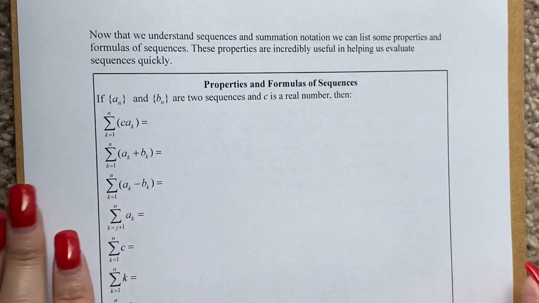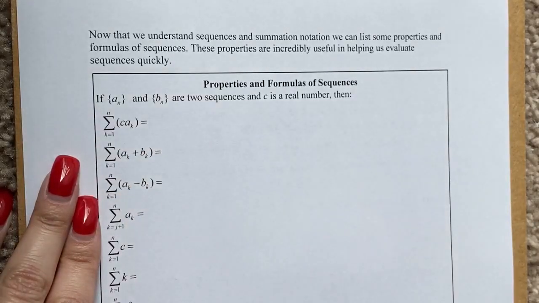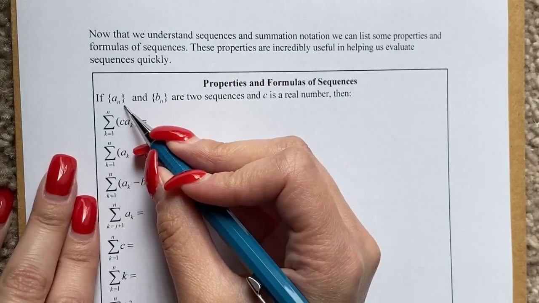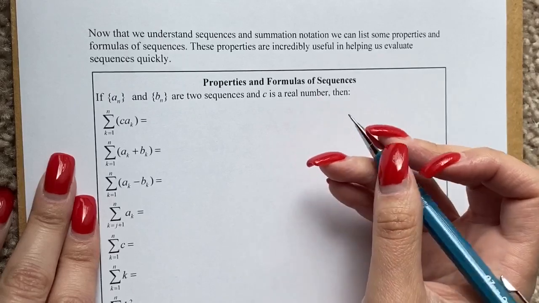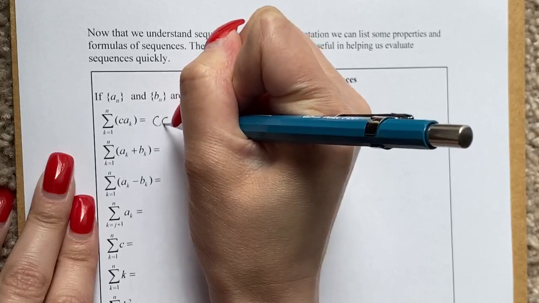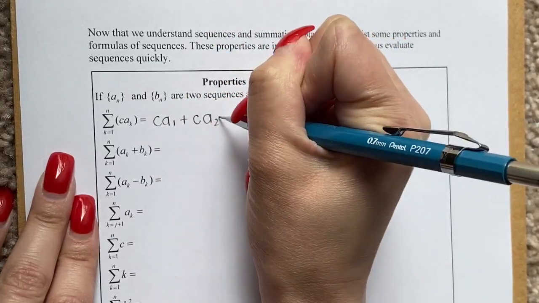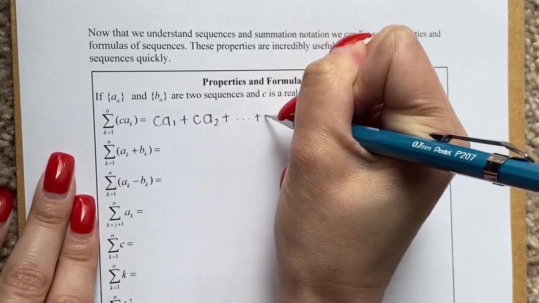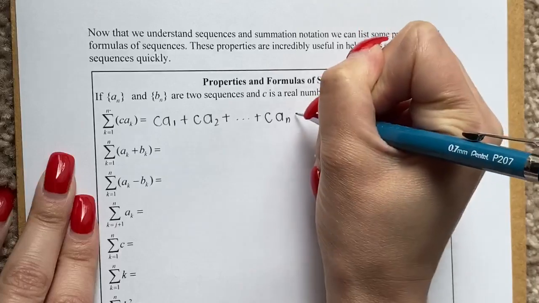Now that you know that sequences are not intimidating, and moreover that this notation is not intimidating, what we're going to see here is a bunch of formulas. If the sequences A sub n and B sub n are two sequences and C is a real number, we have the following. This is going to be equal to CA1 plus CA2 plus dot dot dot CAn, because this is my last number.